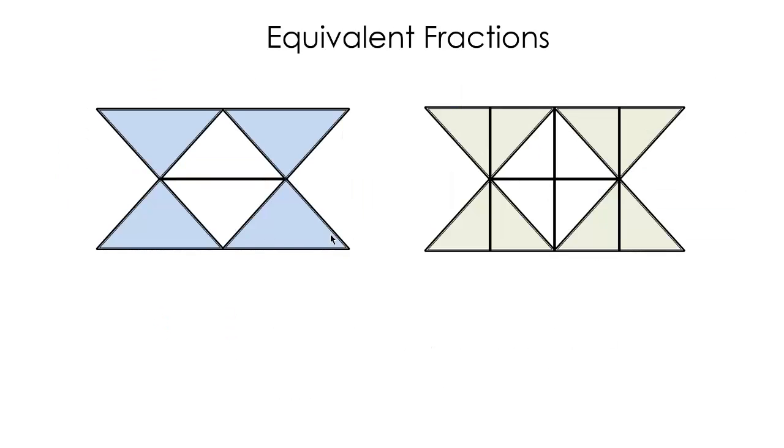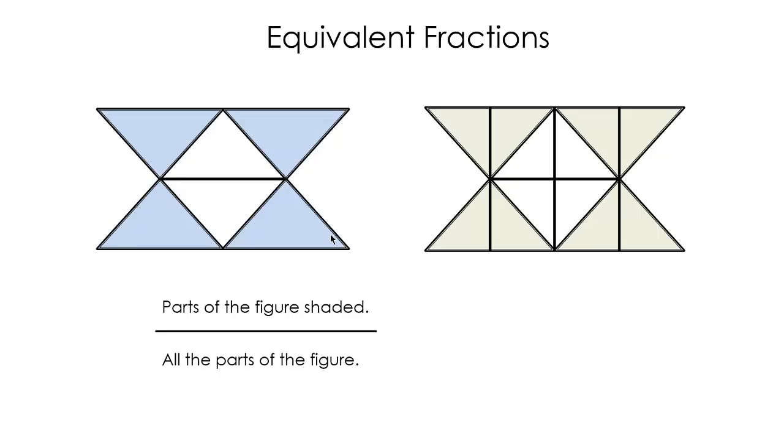So let's look at these two. These two also have equivalent fractions, and just by looking at the pictures, we can see that they're shaded in the same part. So let's look at the first one. Parts of the figure shaded divided by all the parts of the figure. So we actually have 4 parts of the figure that are shaded. So we have 6 parts.